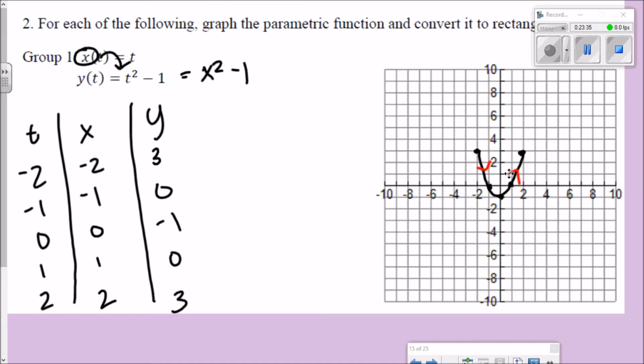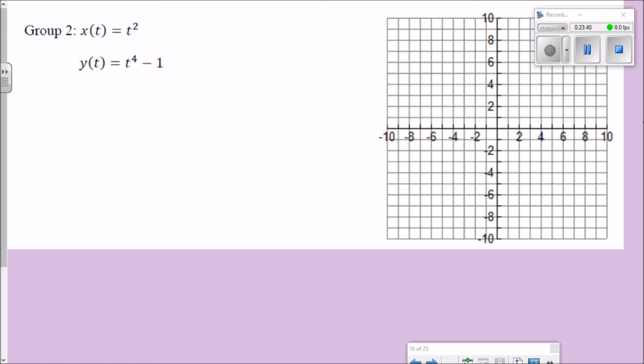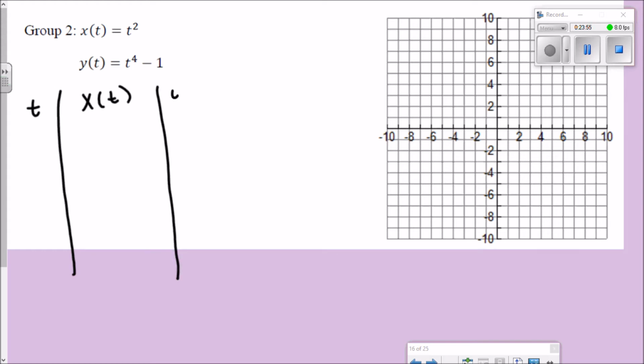You'll notice that one doesn't have a different domain. However, this next one does. And I know this next one looks very similar, but it does have a different domain. So let's take a look at it. So again, table. All right, and again, I'm going to choose a few. You'll notice that if you choose the right t's, it makes your life a lot easier. Again, you want some positive, some negative, and a 0.